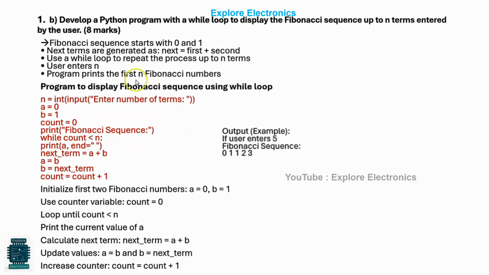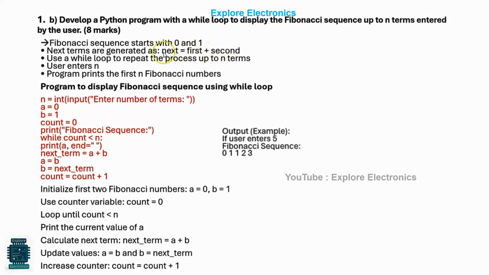Clear? The next question is: develop a Python program with a while loop to display the Fibonacci sequence up to n terms entered by the user. This is also asked for 8 marks. Here, the Fibonacci sequence starts with 0 and 1. Next terms are generated as next is equal to first plus second.